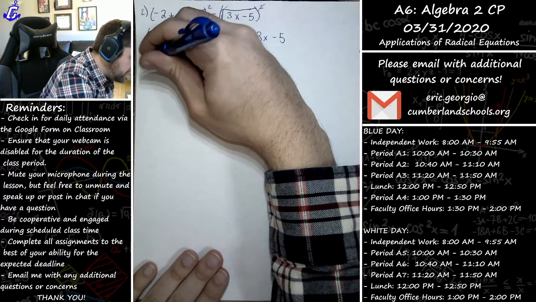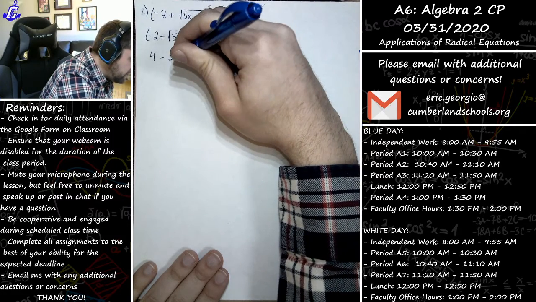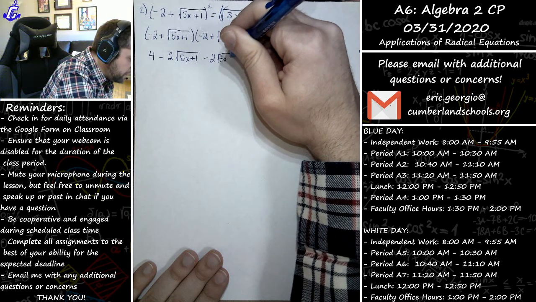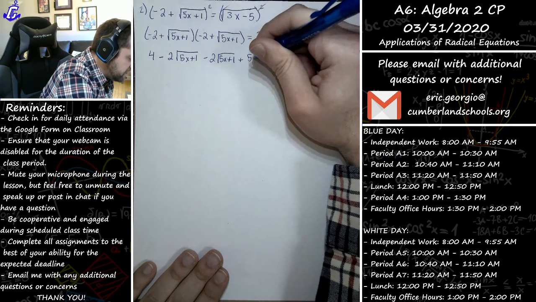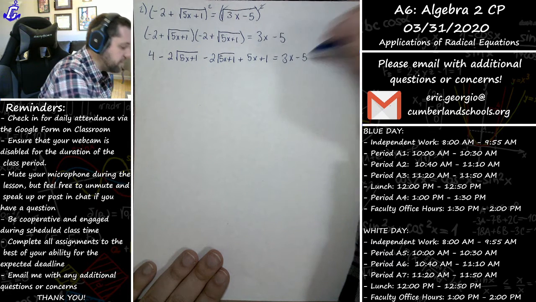We're going to get +4. -2 times that is exactly that. -2 square root of 5x plus 1. Another -2 square root of 5x plus 1. And then the square root of 5x plus 1 times the square root of 5x plus 1 is just 5x plus 1. It's equal to 3x minus 5.